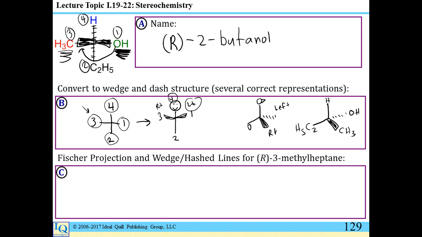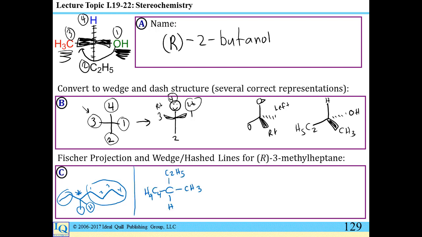Now what if we're asked to go the other way? What if we're given the name and asked to draw the structure? So R-3-methylheptane. Let's consider that structure. So I start off by drawing 3-methylheptane. I identify the chiral center. And now I'm going to identify what the 4 groups are coming off of that carbon. There's a hydrogen, there's a methyl group, there's an ethyl group, and then there's this chain which has 1, 2, 3, 4 carbons, so there's a butyl group.